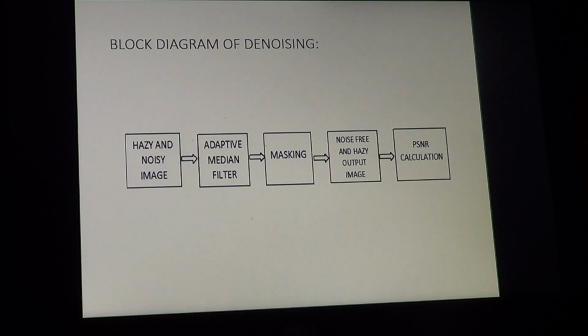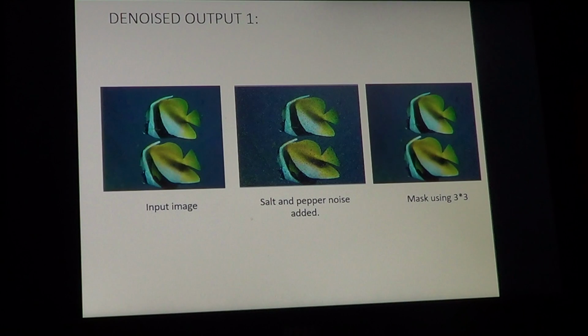And this is the block diagram of one part of our proposed system. Here we are going to take, as usual, the hazy and noisy image, and we are going to apply an adaptive median filter, and then it goes to the masking. After the masking process, only the noise from the image is removed and not the haze. And we are going to calculate the PSNR value for that noise-free image.